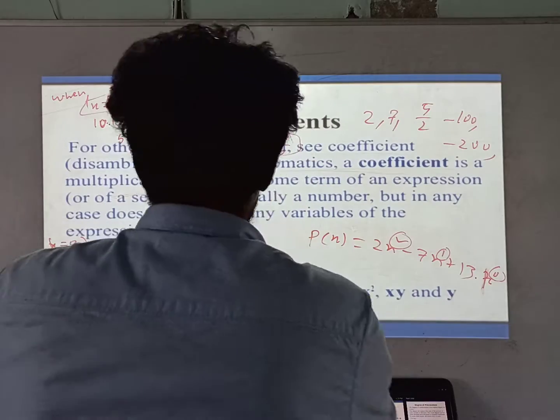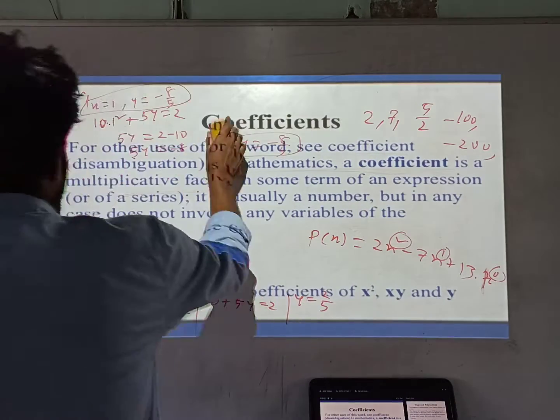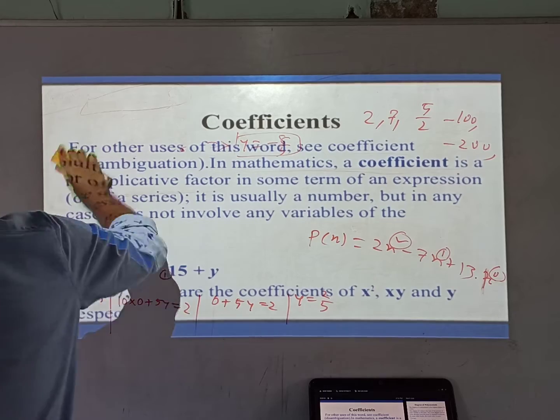Okay, next, what is a coefficient actually? Let us discuss coefficient. What is a coefficient?